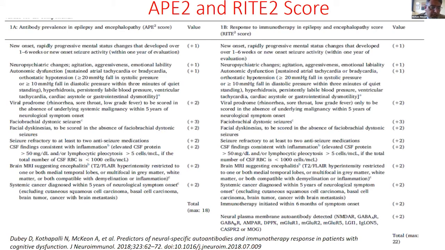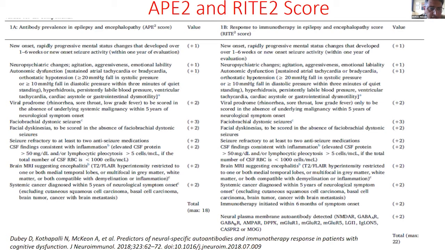Another helpful scoring scale is the AE2 score that was proposed by Dr. Dubey and the Mayo Clinic group. And this scale, we find it also very useful in clinical practice. This scale is actually used a little bit earlier in the evaluation of the patient, and it's a scale that you can use to determine whether it is even worth it to send the neuronal autoantibody and whether you predict it to be positive.